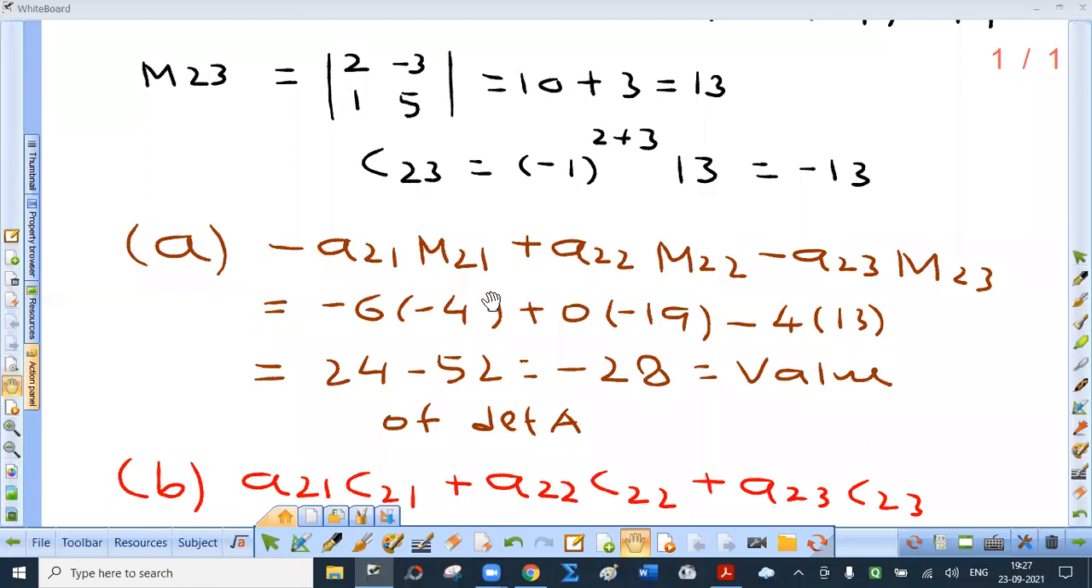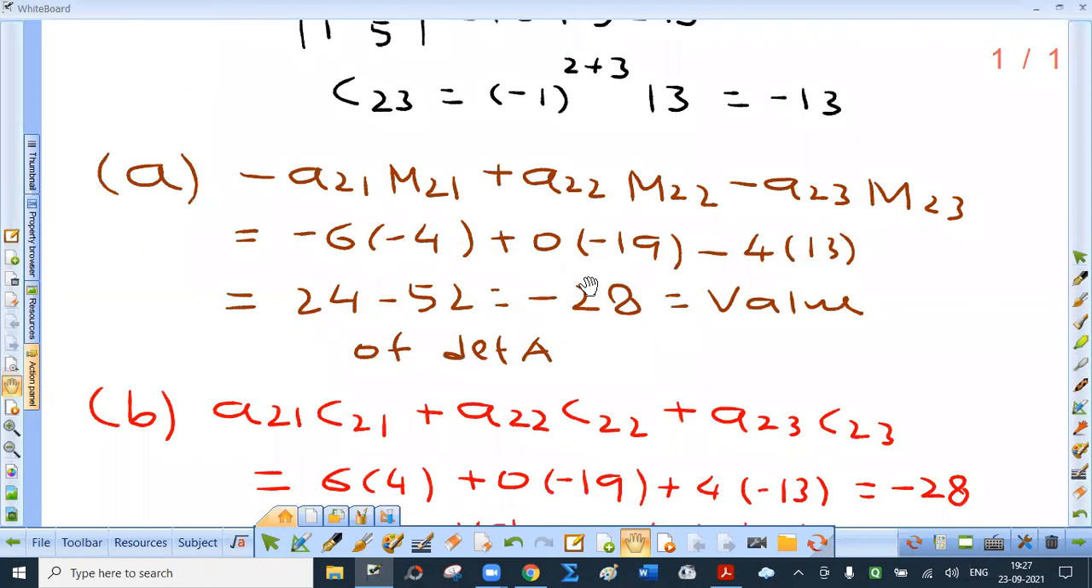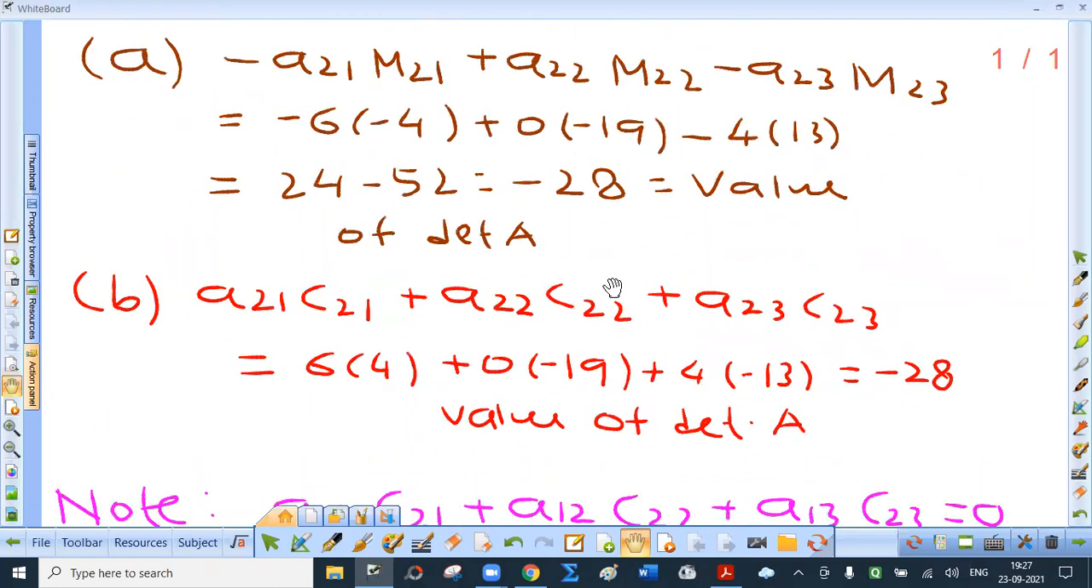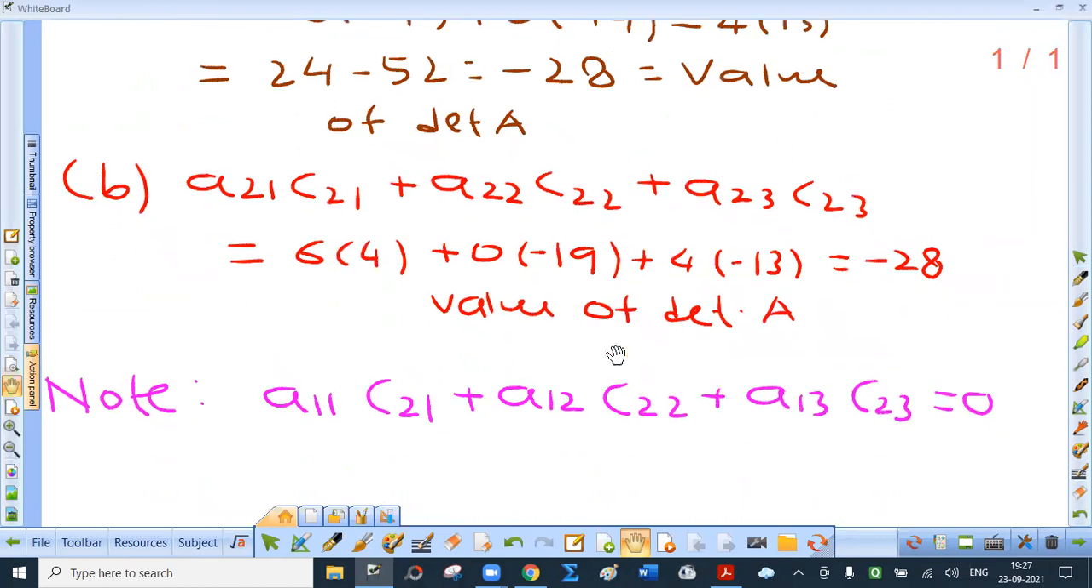So we are asked to verify something. Put the values. You get minus 28, which is the value of the determinant. Then A21 into C21 and so on. You will notice that the second row elements are multiplied by their corresponding cofactors. The products are added. The addition comes out to be the same as the value of the determinant.